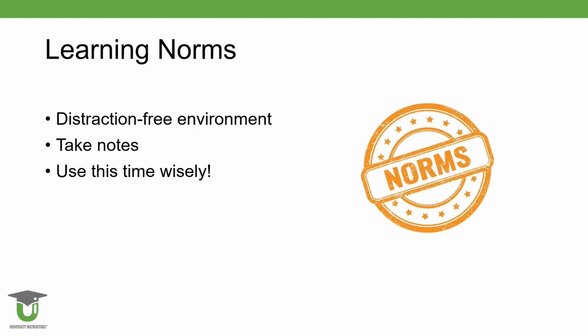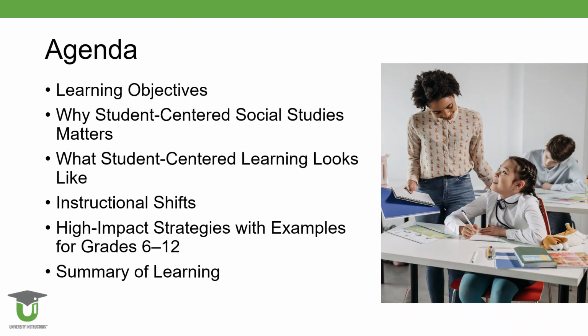If possible, work in an environment with as few distractions as possible so you can engage and reflect, take notes, and jot down ideas and questions as needed. Lastly, use this time wisely to ensure your professional learning with university instructors is productive. This module's learning objectives: why student-centered social studies matters, what student-centered learning looks like, instructional shifts, high-impact strategies with examples for grades 6 through 12, and a summary of learning.